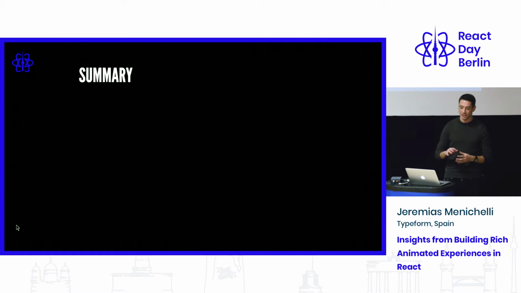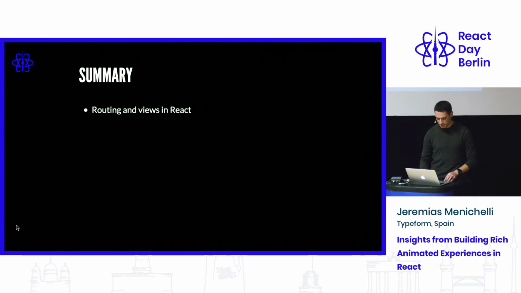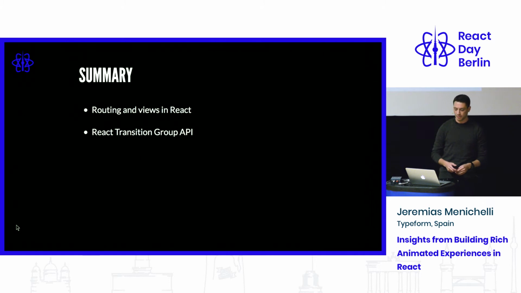Here's the summary that we're going to see today. First we're going to talk about routing and views in React, with a super quick example and explanation. Then we're going to go through React Transition Group, which was the package that we used back in my previous job to do these animated experiences.